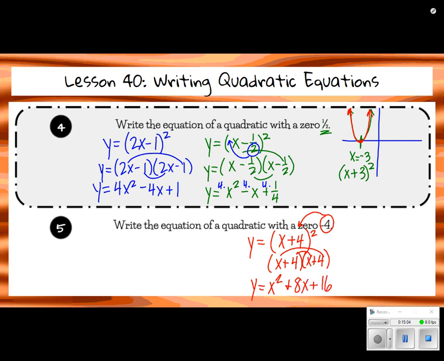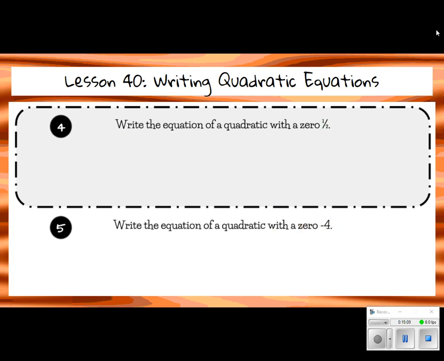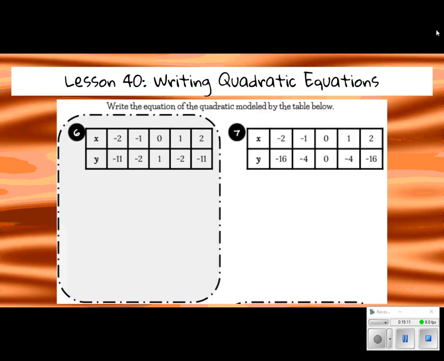How'd you do? All right, let's look and see what else we got. Oh, we got a table. So when you're dealing with tables, you have two options. If you see zeros in like the y, like multiple zeros, you can do what we just did. And you can pull the x's into the parentheses and change them to their opposites. I don't see two zeros. Okay, so we're not going to be able to do that.